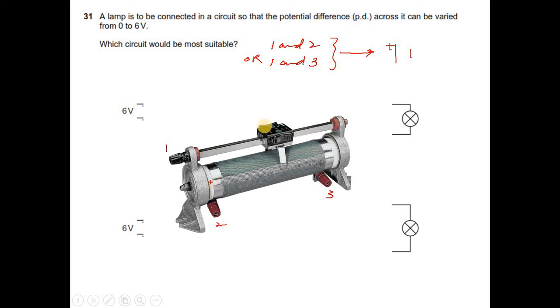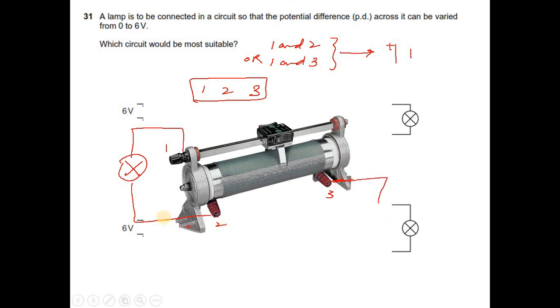There is another option, where we use all three terminals, 1, 2, 3, in the circuit, so that the rheostat behaves as a potential divider. So 1 and 2, or 1 and 3, are connected with the component, like in this case the bulb, and this one goes to the power supply along with the connection going to the battery, something like this. I hope you are understanding.